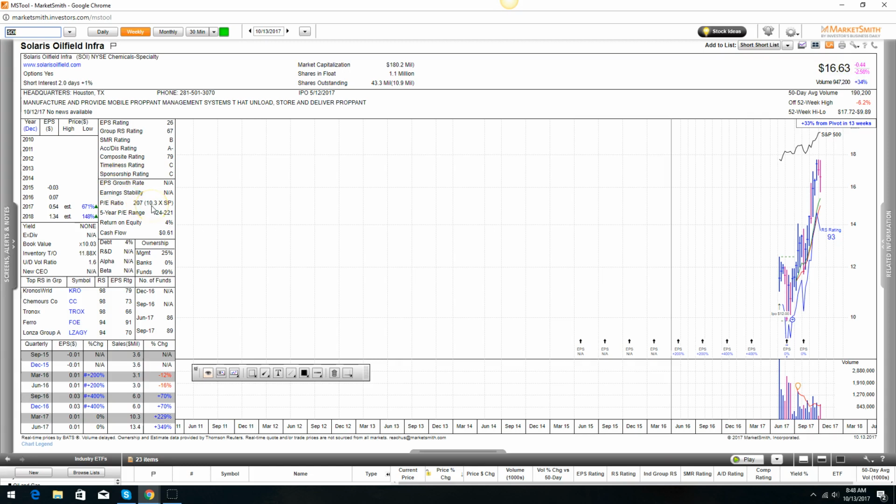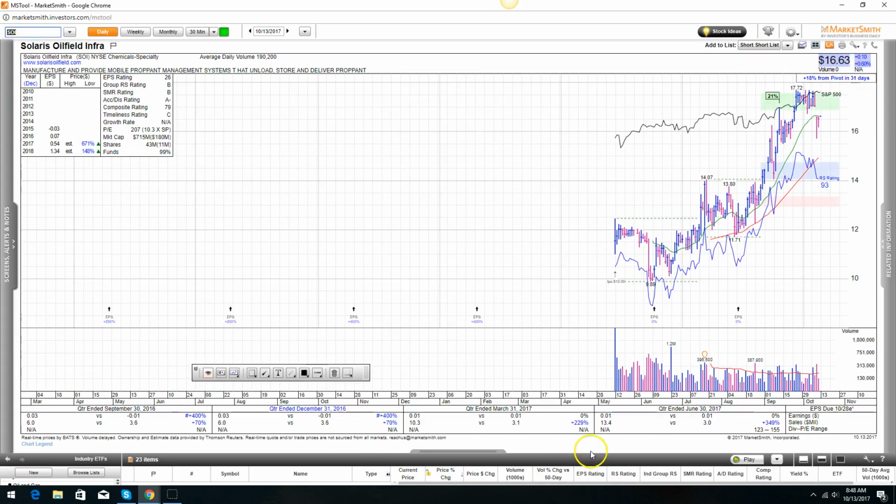Okay, so last oil stock, then we're going to look at some bank stocks. This Solaris Oilfield Infrastructure, SOI, look at the triple-digit earnings right there. 671% this year, 148%. Look at these sales growths. Man, it went from 3.6 to 13. I mean, that's triple-digit right there. That's serious.